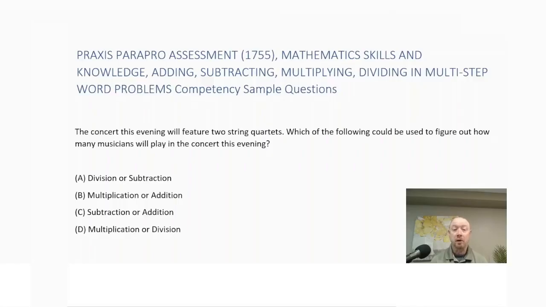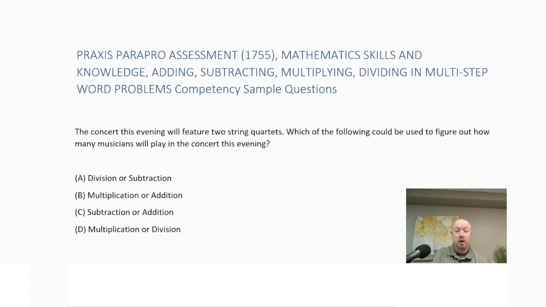The concert this evening will feature 2 string quartets. Which of the following could be used to figure out how many musicians will play in the concert this evening? Is it A, division or subtraction, B, multiplication or addition, C, subtraction or addition, D, multiplication or division?